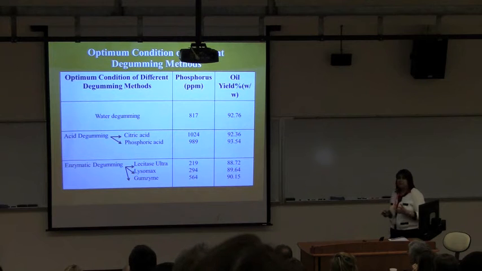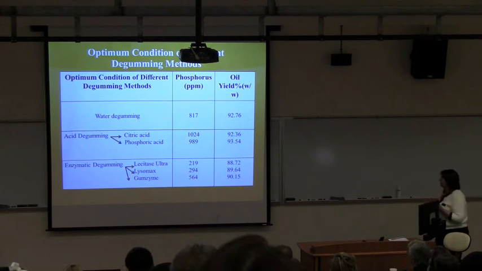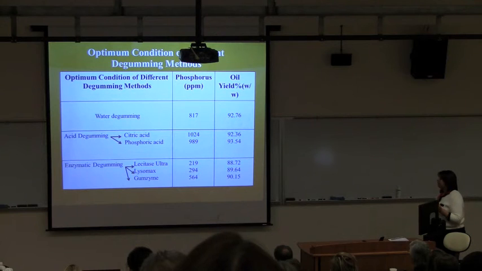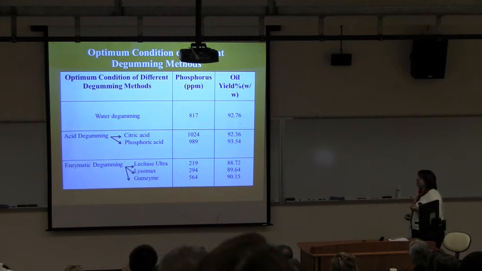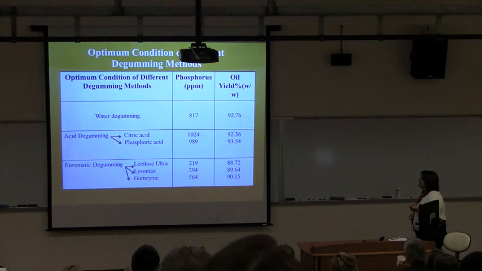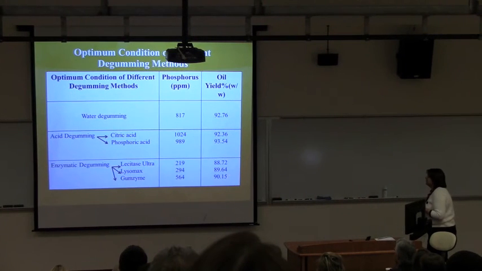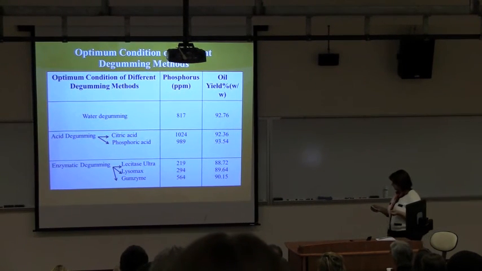For enzymatic degumming, Lecitase Ultra is more efficient. The phosphorus content was about 290 and the oil yield 88, and for Lysomax it was 294 and the oil yield was 89. I also tested the optimum condition for the enzymes at 5, and got a phosphorus content of 564 and an oil yield of 90%.